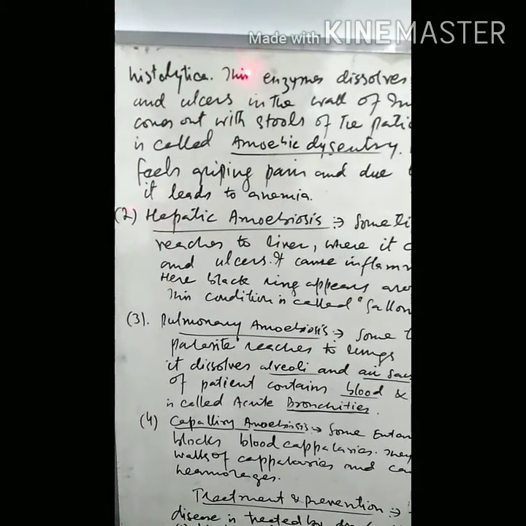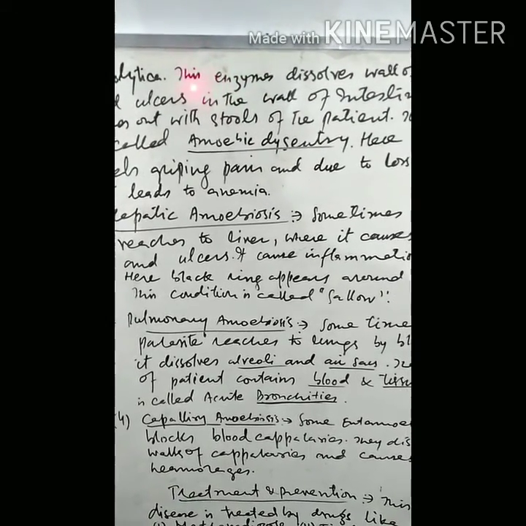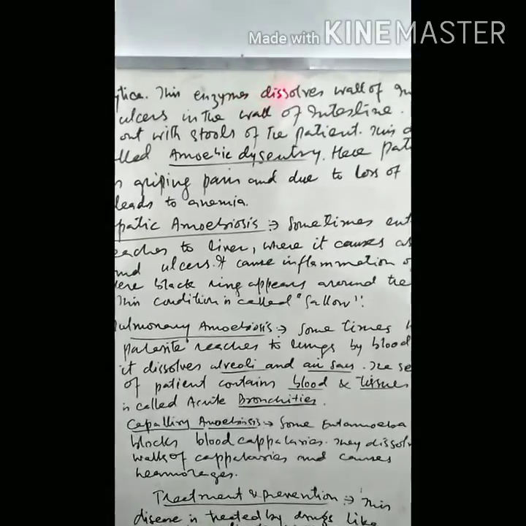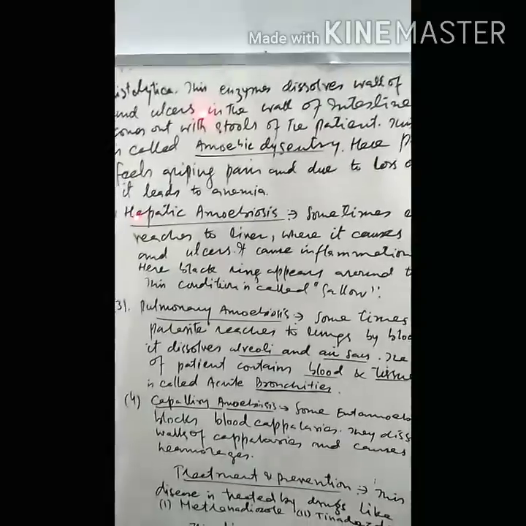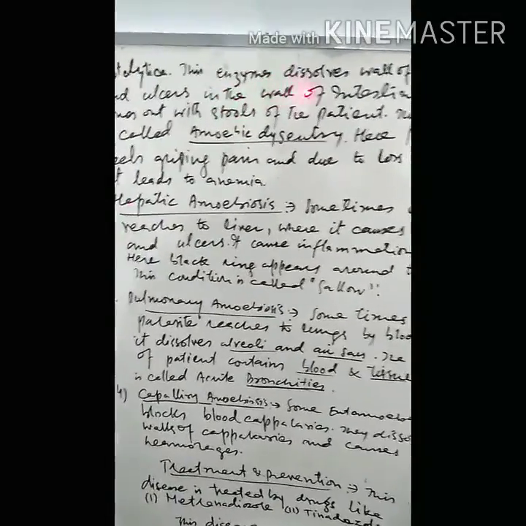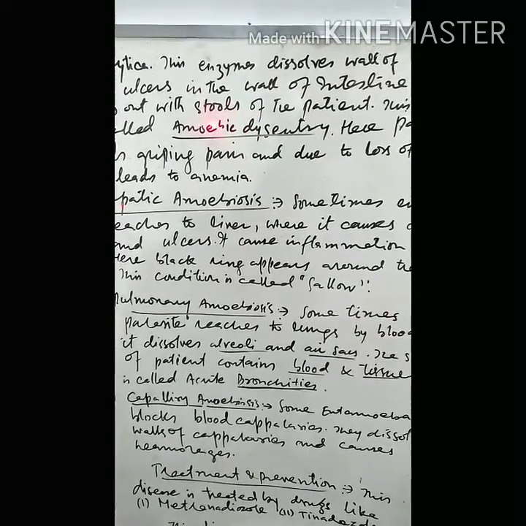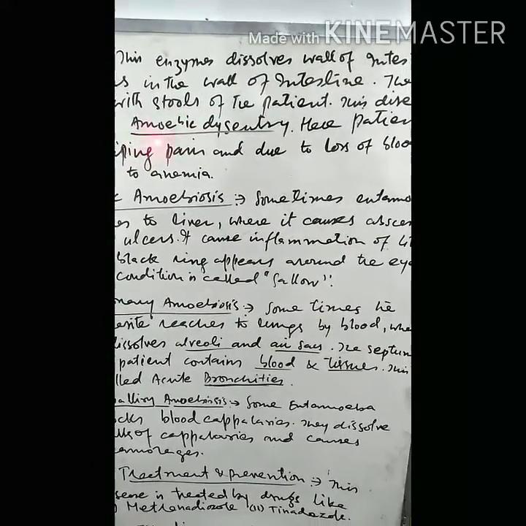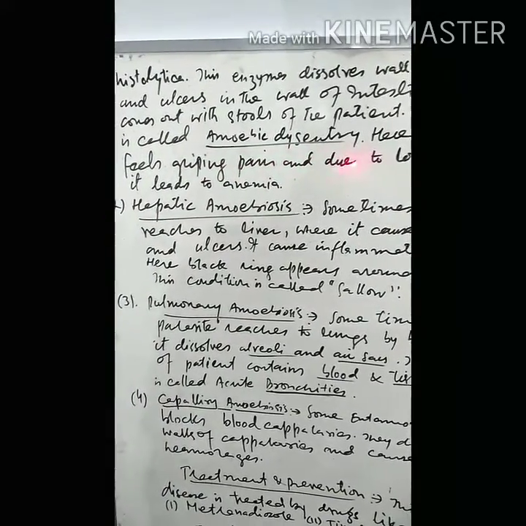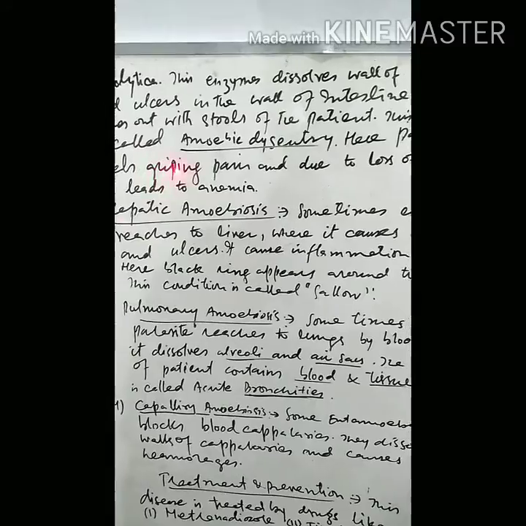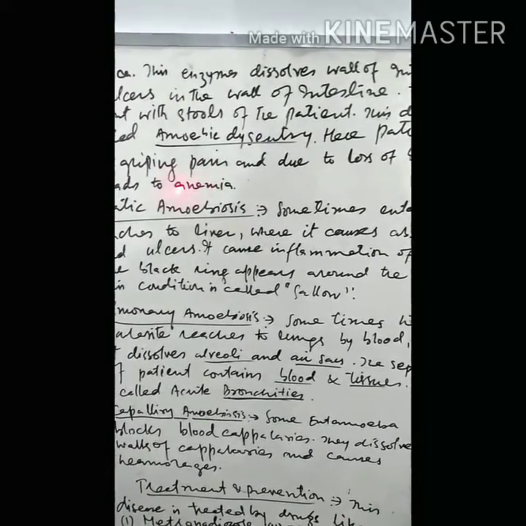Entamoeba histolytica in the intestine secretes an enzyme histolysin. Histolysin dissolves the walls of the intestine and results in ulcers. Due to these ulcers, loss of blood takes place. This loss of blood with the stools is called amoebic dysentery. When there is loss of blood, it causes gripping pain in the abdomen of the patient. And when there is loss of blood, it leads to anemia. It leads to a shortage of blood.